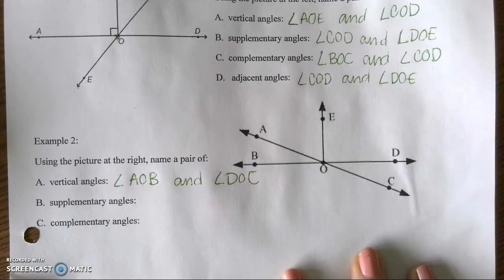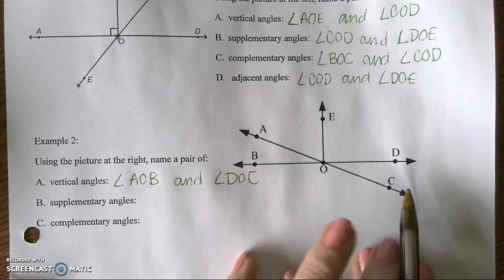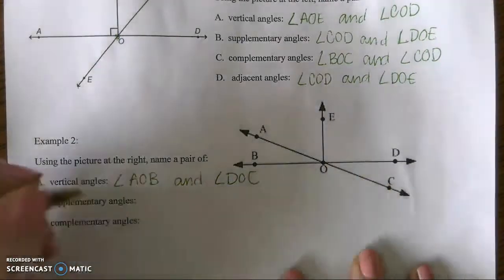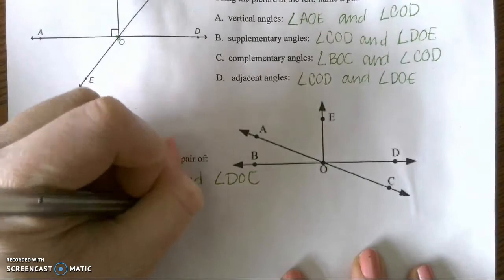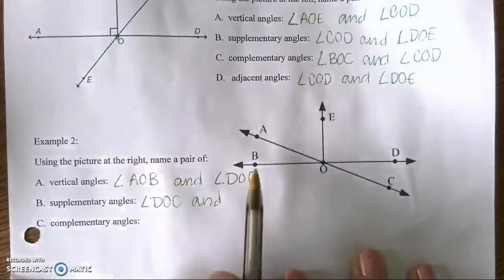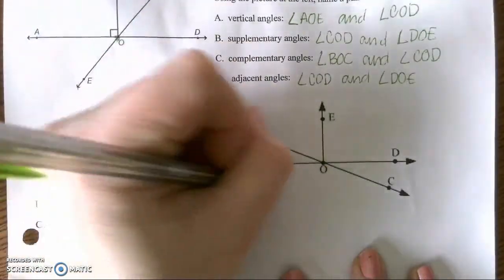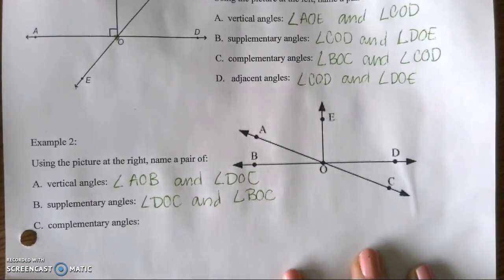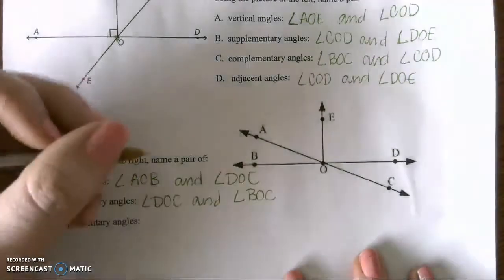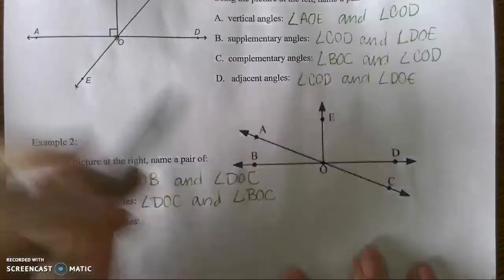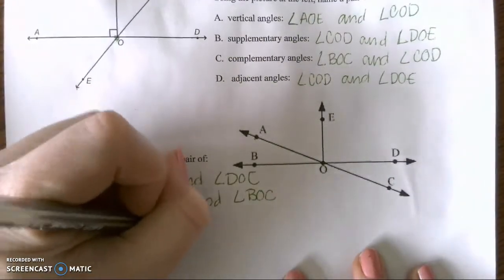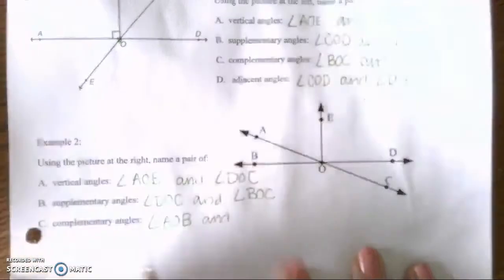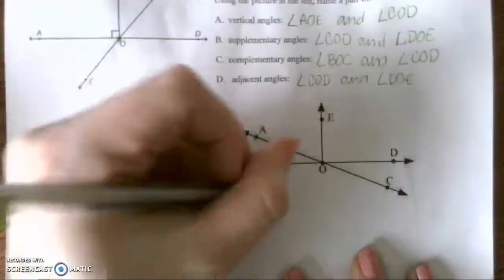Supplementary angles add up to 180 degrees, so there are a couple different options you could put here. I'm going to do angle DOC and angle BOC. Okay, complementary angles, we only have one pair of complementary angles, so those are those two angles that add up to 90 degrees. So angle AOB and angle AOE.